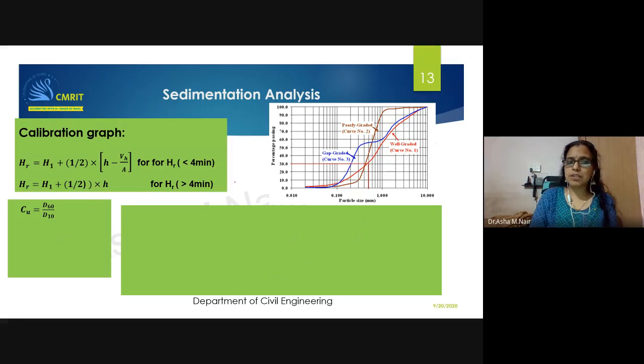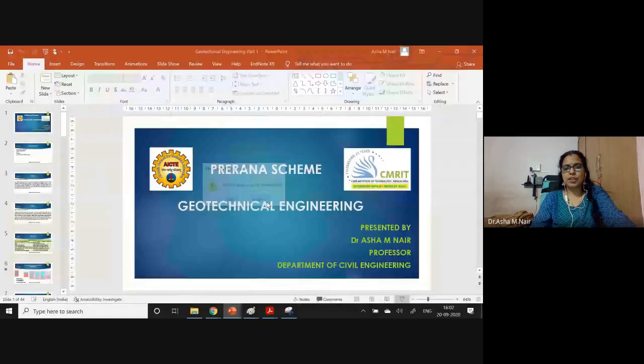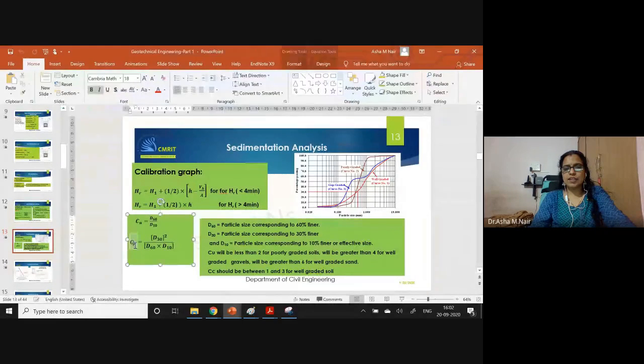And please remember this is very important. Uniformity coefficient is equal to... So this is the reason why I was emphasizing on all these expressions as I told you. So Cu is equal to D60 by D10. Cu, so it's not Cu, this is Cc. I think I didn't say it that time.